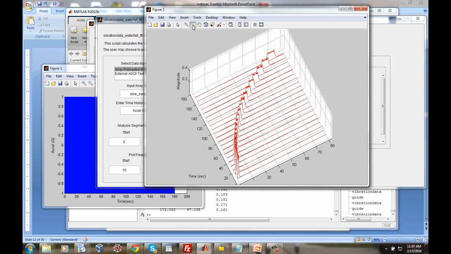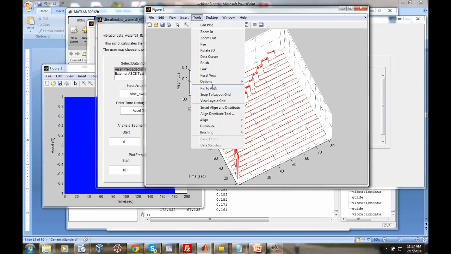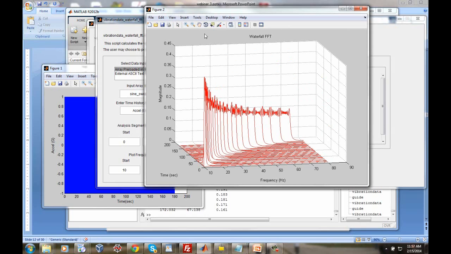And let me just play around with this a little bit more. Maybe what I need to do is reset view. Okay.